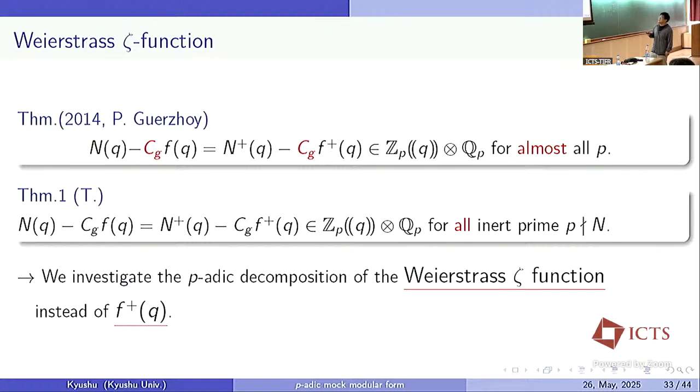And related to this n, in 2014, Guerzhoy showed this theorem. First, n minus Q minus CZ F minus Q is equal to n plus Q minus CZ F plus Q. In other words, the non-holomorphic parts cancel. And moreover, they showed this Q expansion is in GPQ tensor QP for almost all p. And inspired by this theorem, I showed this Q series is in GPQ tensor QP for all inert primes p that do not divide N. Okay? And thanks to this theorem, we investigate the p-adic decomposition with the Weierstrass zeta function instead of the mock modular form F plus Q. Okay?